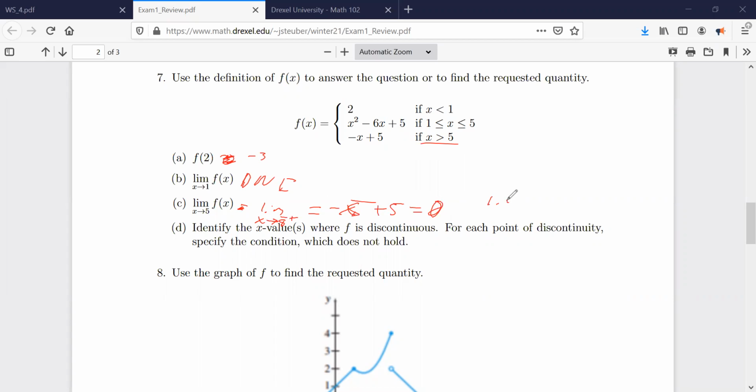And then the limit as x approaches 5 from the negative direction is going to be equal to what I get when I plug 5 into this definition. So that's going to be 5 squared minus 6 times 5 plus 5. So that's also going to be equal to 0. So if the left hand and the right hand agree, then that tells me that the limit is equal to whatever they agree on, so 0. Does that make sense to people?